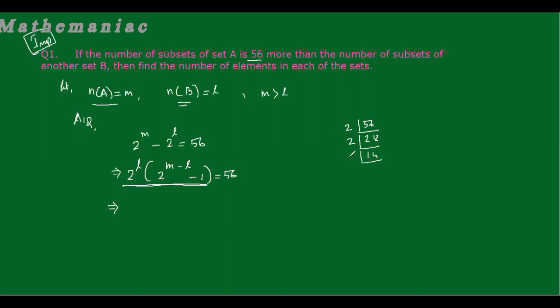We'll be getting something like this. That is 56 is equal to 2 cube into 7. Right?